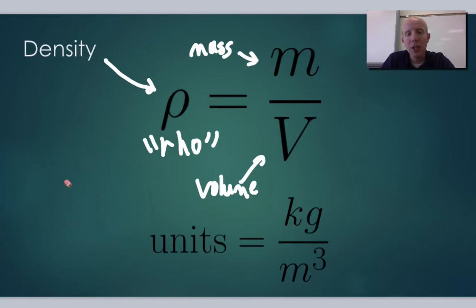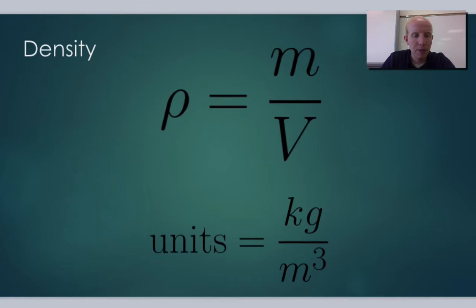Okay? It's how much stuff we have over how much space it takes up. The units for that will be kilograms over meters cubed, just simply from the fact that mass is in kilograms and volume is in meters cubed. So it's pretty simple to calculate.